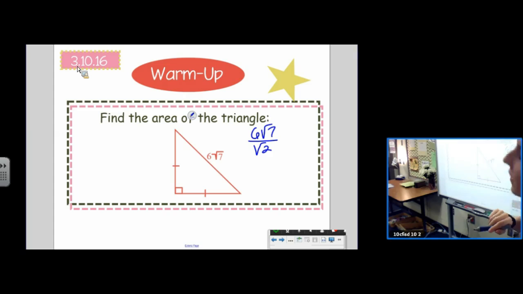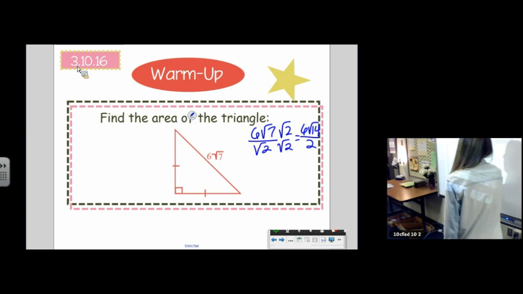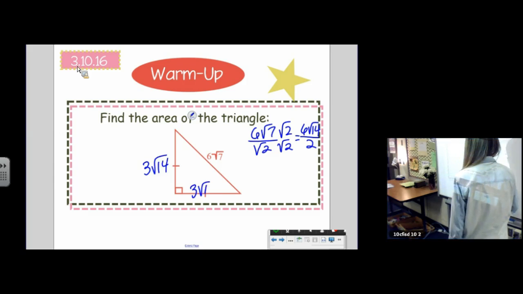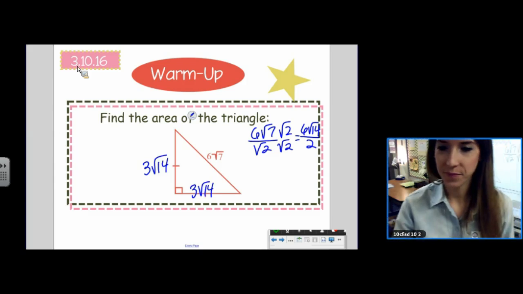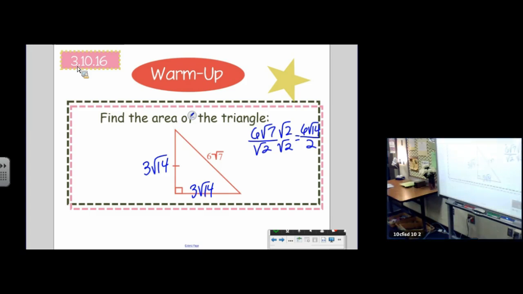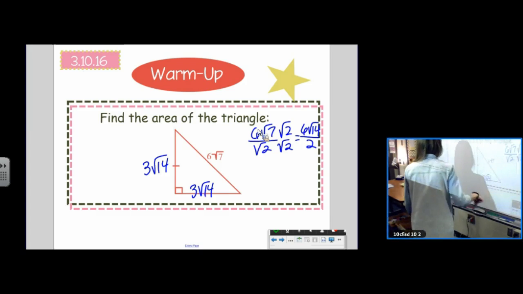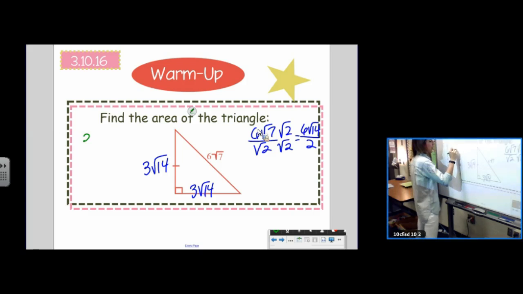Then we, of course, do our favorite thing, which is rationalize the denominator. So we have 6 root 14 over 2, which reduces to 3 root 14. We okay there? So now we use our good old triangle area formula, and we do base times height divided by 2.